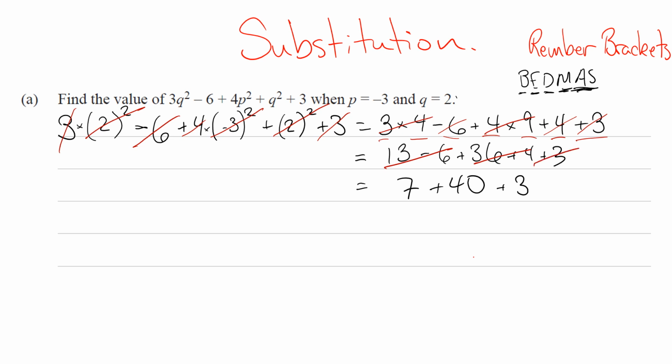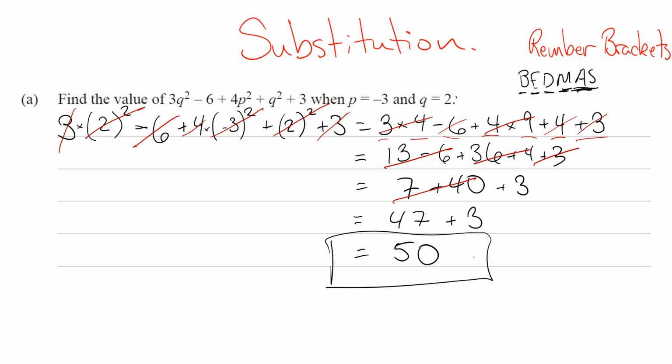Let's do it again. 7 plus 40 is equal to 47, plus 3, and then we're going to have 50. So the value of all of those things together is equal to 50. And that's just substitution. It's as easy as that. We just take the numbers and we put them into the equation.